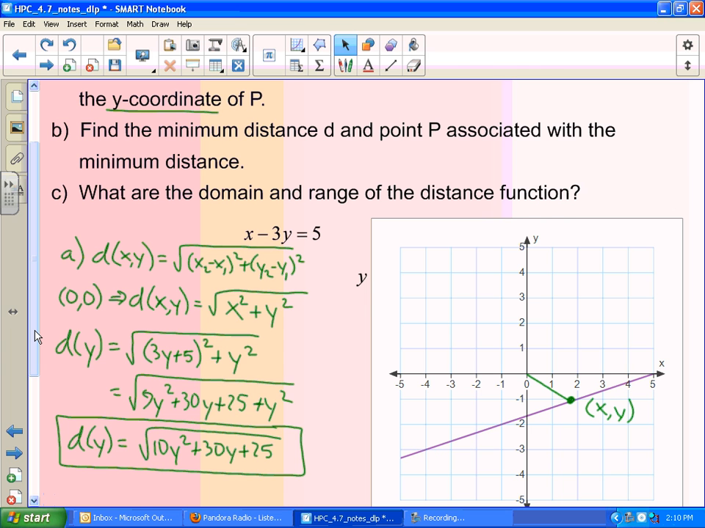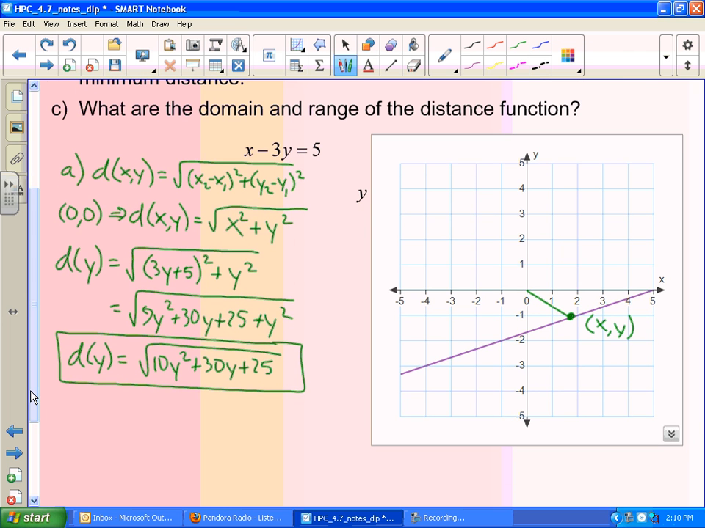Now we want to know the minimum distance d, and the value of some point that is associated with this minimum distance. So let's think about it. In the equation, for example, it's a function of y squared: 9y squared plus 30y plus 25 plus y squared. Okay, so now here's what the picture is. Now I want specifically the shortest distance to any point on this line from the origin.